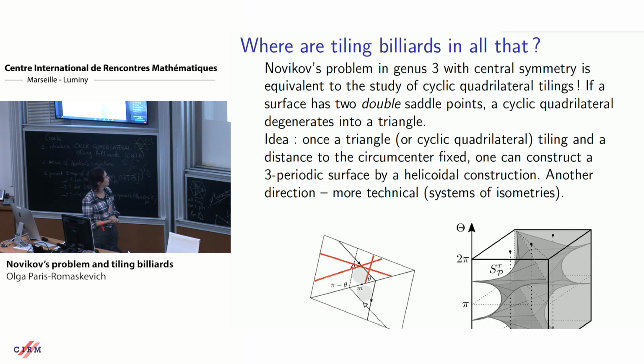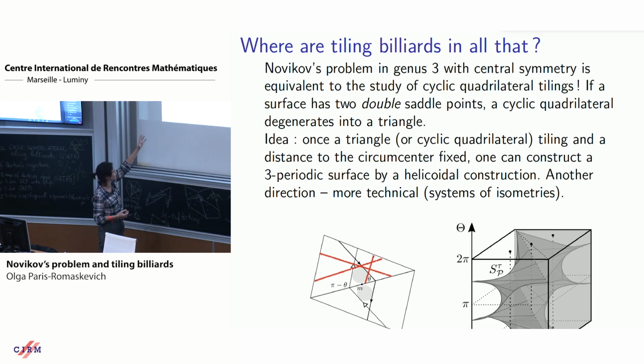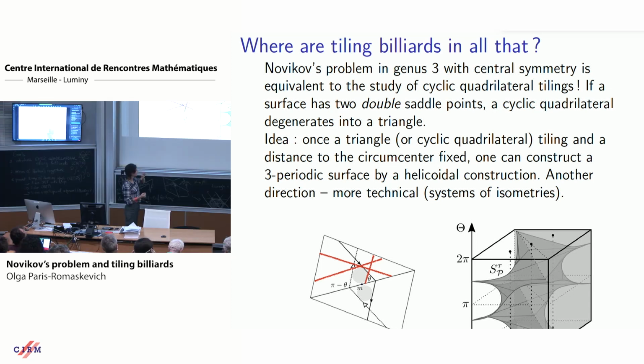So let me say how can we do it. So we have a tiling. Let's say a triangle tiling, because the construction is more or less exactly the same. So we want from a tiling to construct some surface that will go into the Novikov's problem paradigm. The surface, as I said, we want it to be a level of some function.